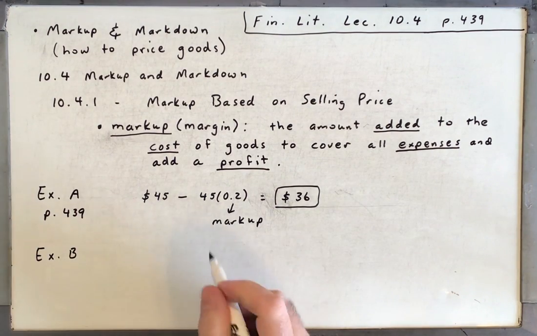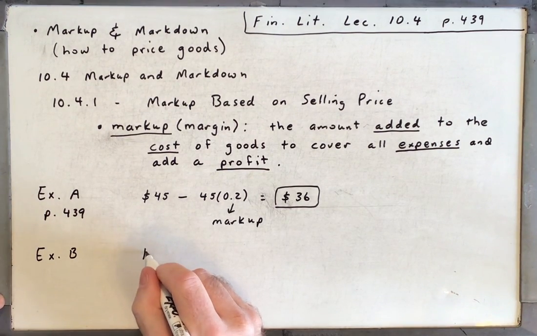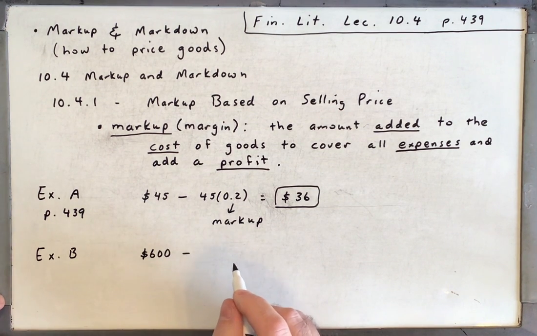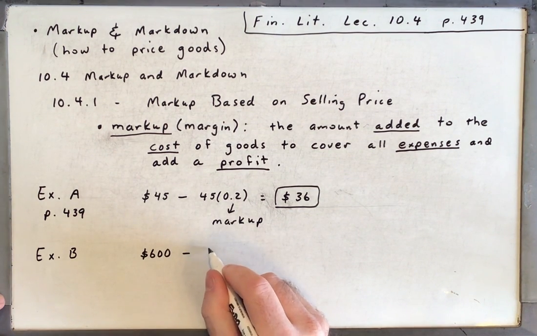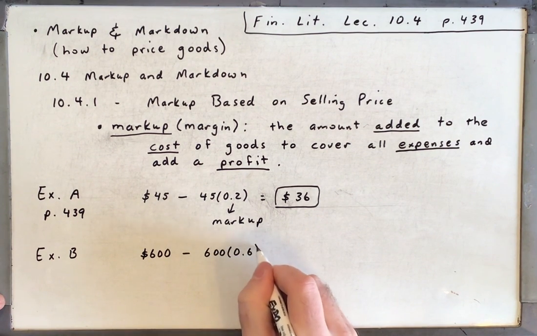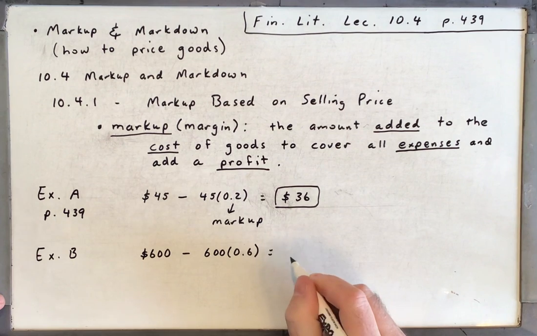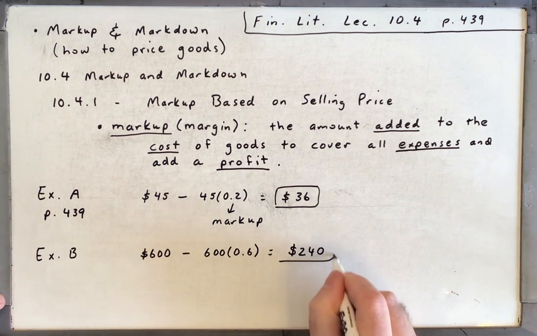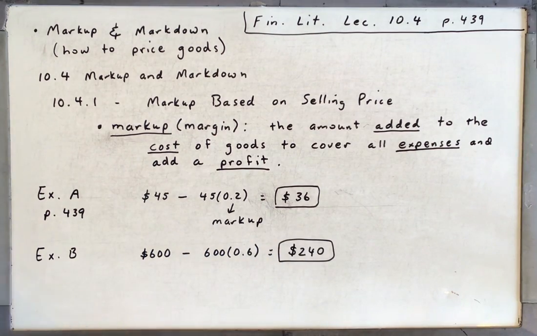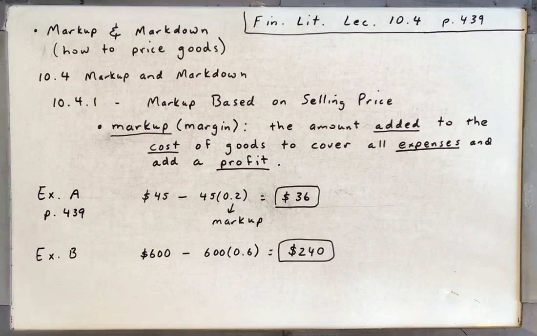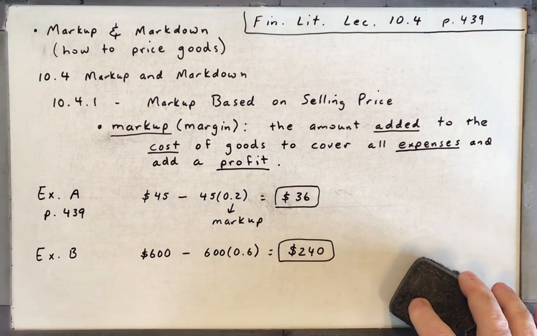Just like in the previous example, we would take that $600 and then subtract 60% of that. So minus 600 times 0.6. And that is $240. Pause the video if you need to, and we will move on.